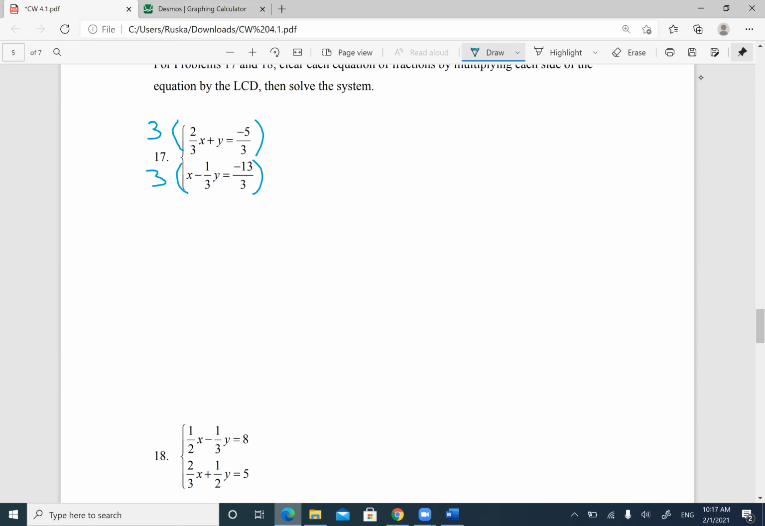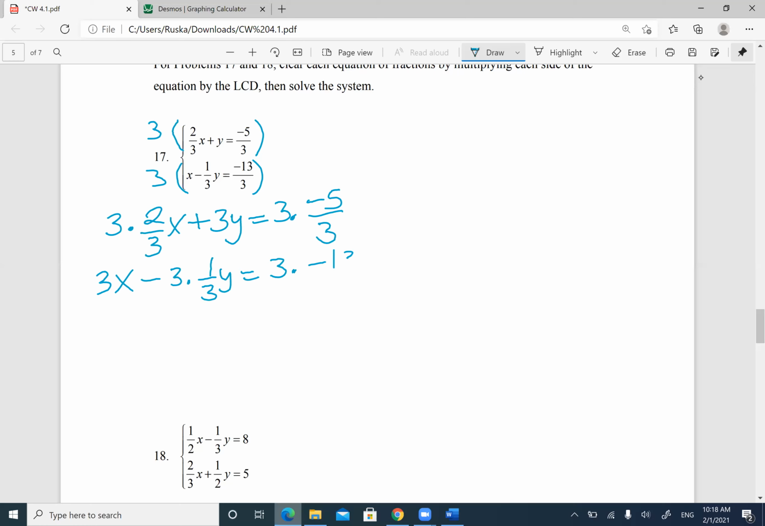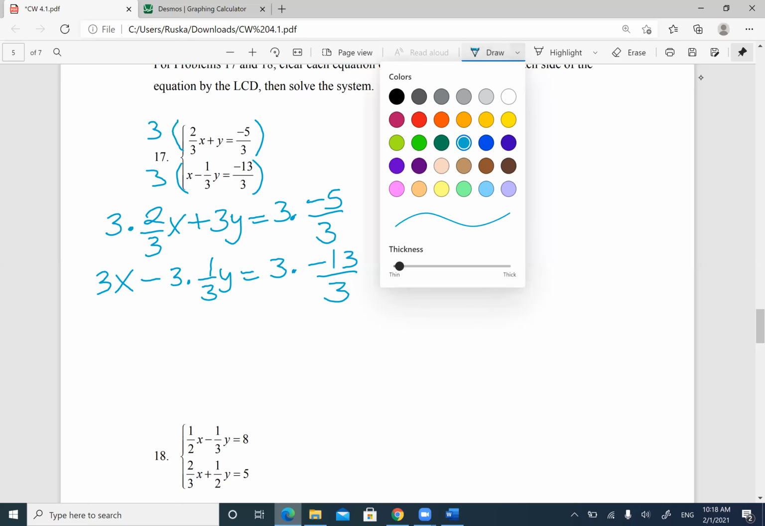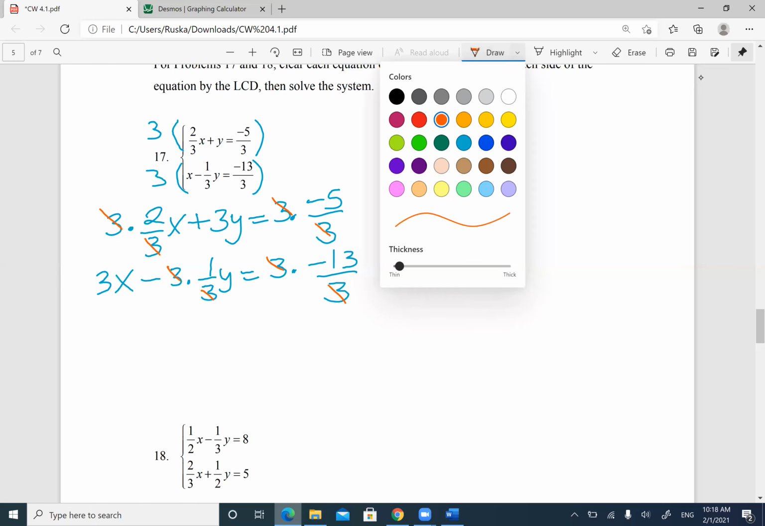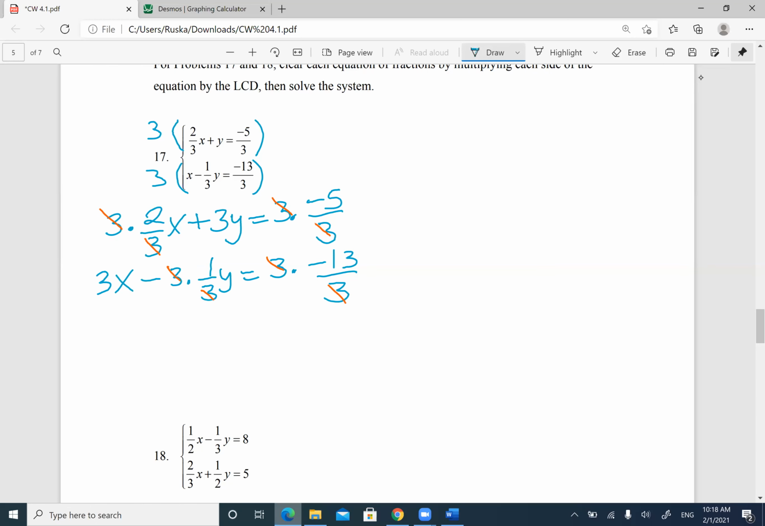So when I multiply, I'm going to write it step by step. I have 3 times 2 over 3 x plus 3 times y equals 3 times negative 5 over 3. And then the same way, the second equation, 3 times x minus 3 times 1/3 y equals 3 times negative 13 over 3. So when you multiply by 3, all the denominators are going to cancel. Okay, so now we have a system of equations with no fractions anymore.